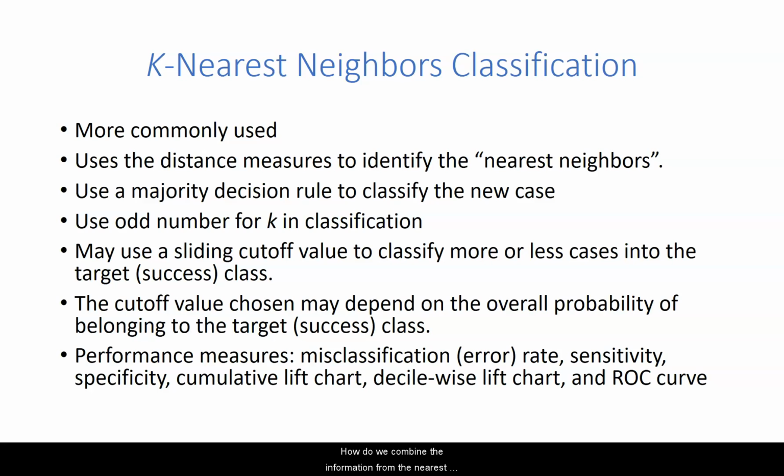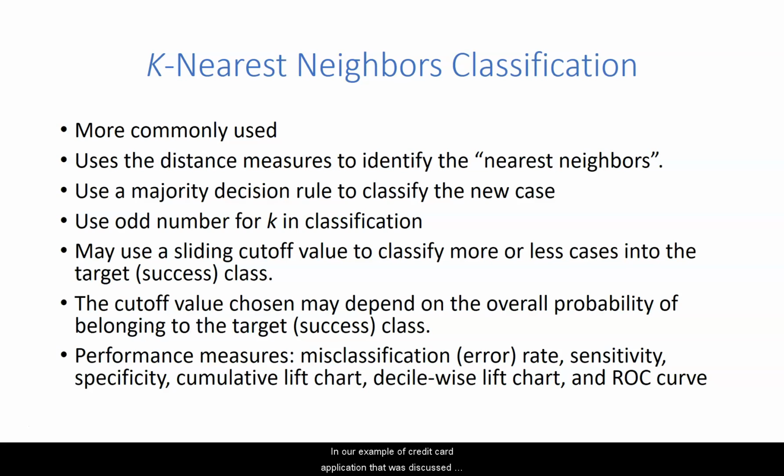How do we combine the information from the nearest neighbors to make predictions? Let's first look at using KNN for classification problems, because classification problems are the predominant problems solved by KNN. After the selected number of nearest neighbors in the training dataset are identified, we can use a majority decision rule to classify the new cases.